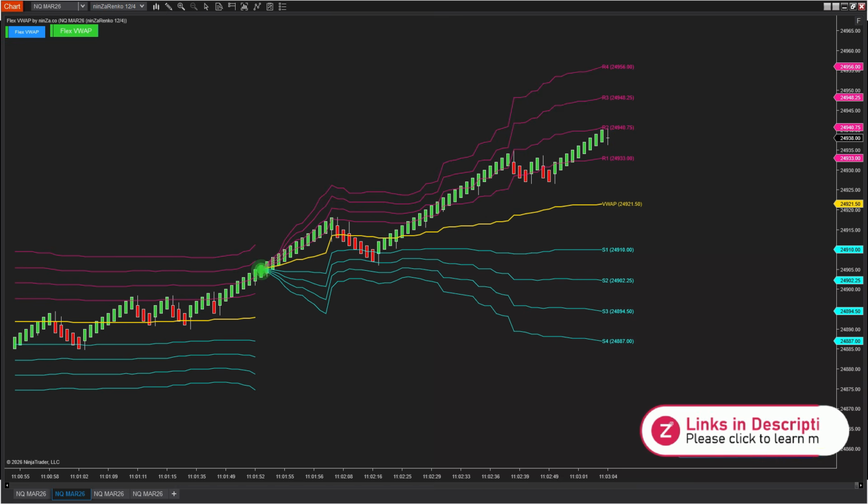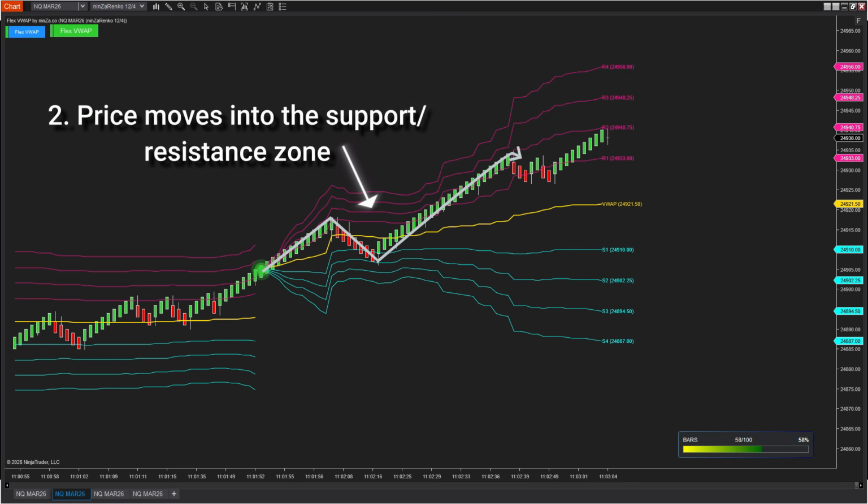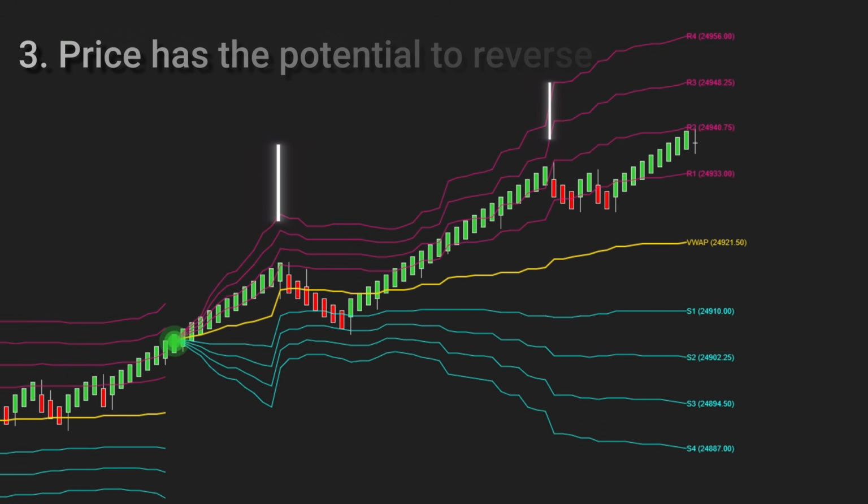Here are the basic steps to trade with Flex VWAP. First, a new anchor point appears. Next, price moves away from the anchor point within a short period of time. When price returns and approaches the support or resistance levels, that is when we begin looking for trading opportunities.